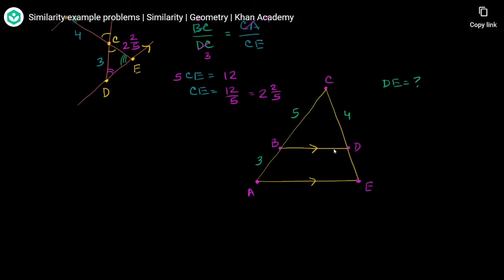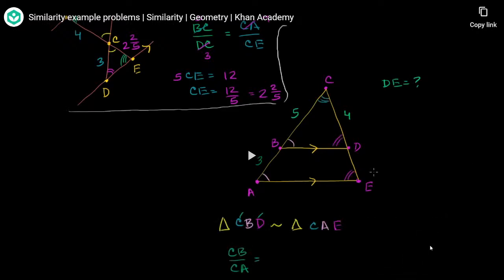So you know that CB by BA is equal to CD by DB, right? CD times DB. So by 5 also, DE.